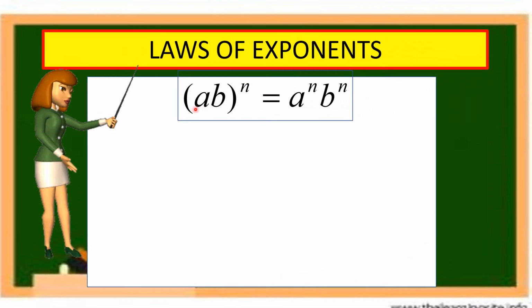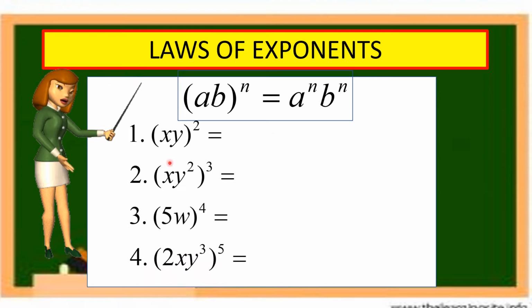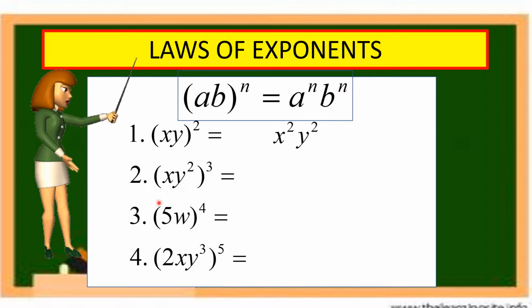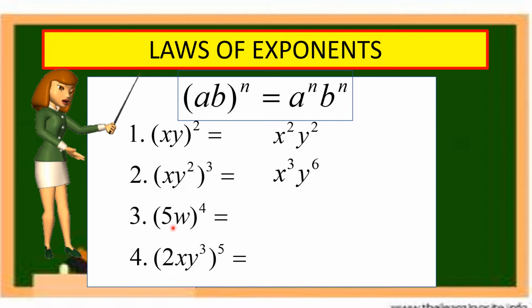Another rule: the quantity of a b raised to the n equals a raised to the n, b raised to the n. Because a has an exponent of 1, 1 times n is n. B has an exponent of 1, 1 times n is n. So we are in the first number: xy quantity squared, x has an exponent of 1 and y also has an exponent of 1. So it will become x squared, y squared. So 1 times 3 is 3, 2 times 3 is 6. That is x cubed, y raised to the 6th power.